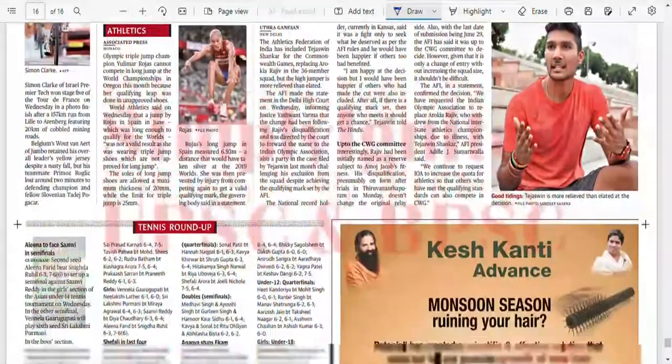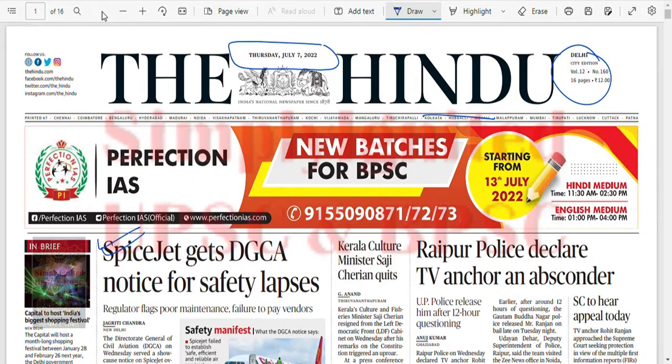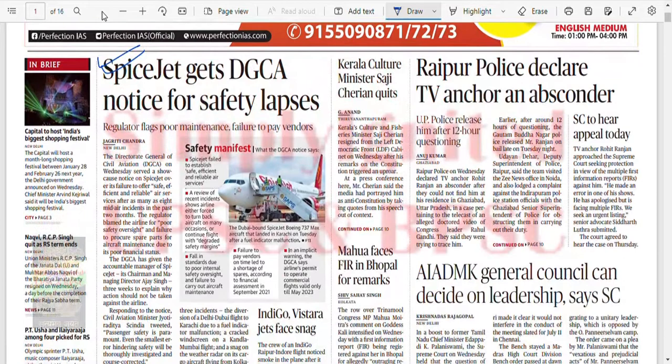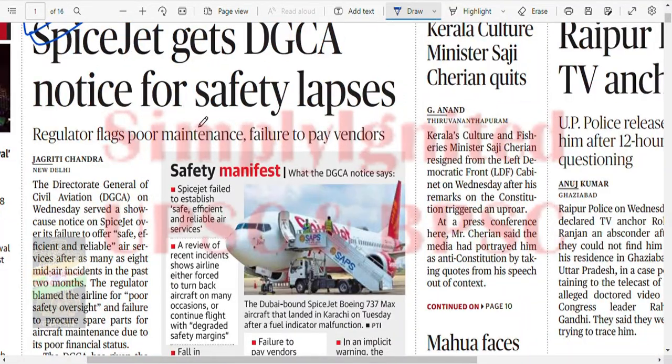So with this, I think we have come to end. Yes. So let's go on to analyze the most important news. Let's see this SpiceJet incident. It has to do emergency landing in, I think, Karachi airport, right? With this, it would be related.